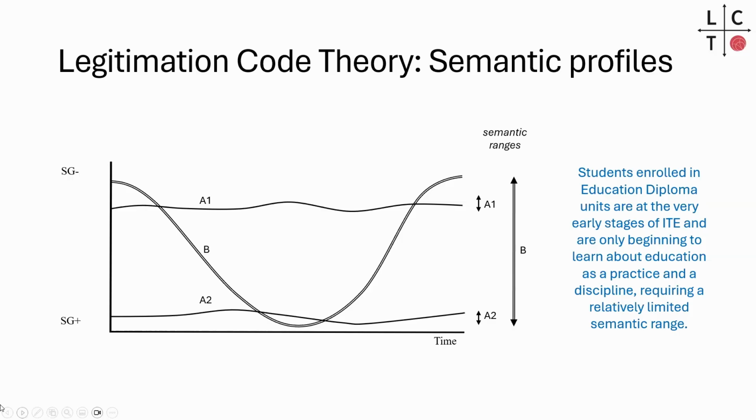And the students were in the Education Diploma. So it's the very, very initial first stages of ITE. They're only just starting to learn about education as a practice and a discipline. And so they really only needed a relatively limited semantic range. And it was about making that explicit to them and helping them understand just what exactly was expected of them.